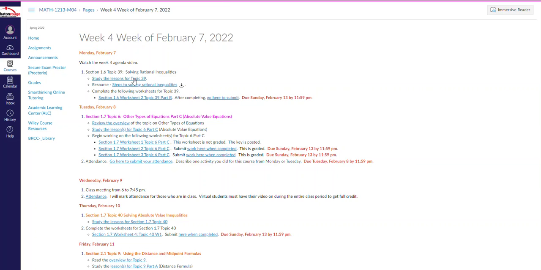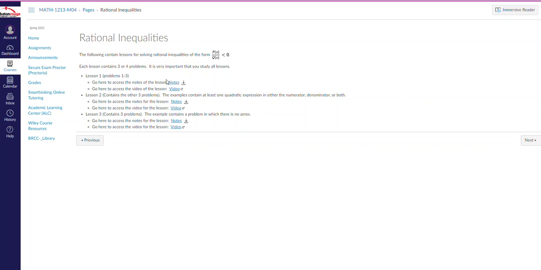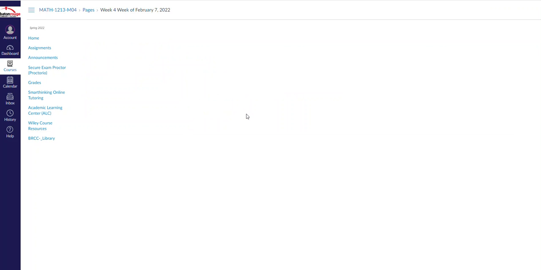If you click on it, these are the worksheets. Now notice it's quite a few problems. It's very important that you look at all those lessons. Lesson 1 contains problems 1 through 3. Lesson 2 contains 3 other problems, and then lesson 3 contains 3 other problems as well. So make sure that for rational inequalities, you're looking at each of those lessons. The videos are here and the notes are available as well. So let's go back to the previous page.